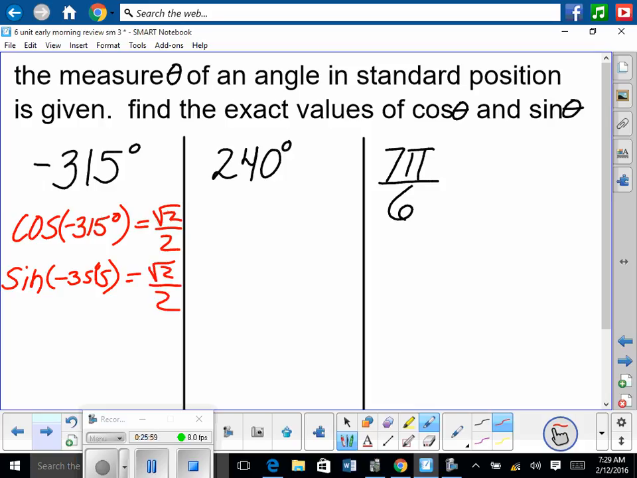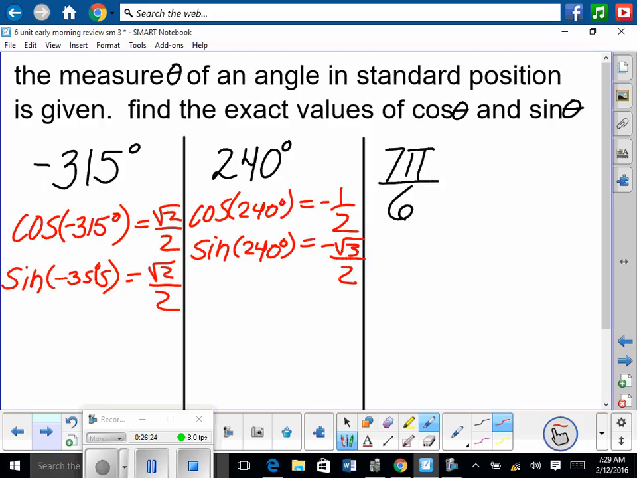So then 240 degrees, it's positive, so we're looking right there at 4 pi thirds or 240 degrees, same thing. So the cosine of 240 degrees is equal to x at 240, which is negative a half. And then sine of 240 degrees is equal to negative square root of 3 over 2.